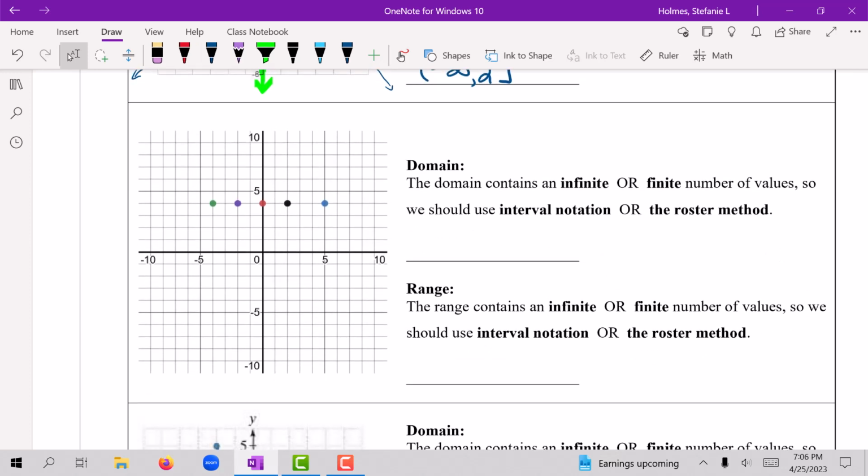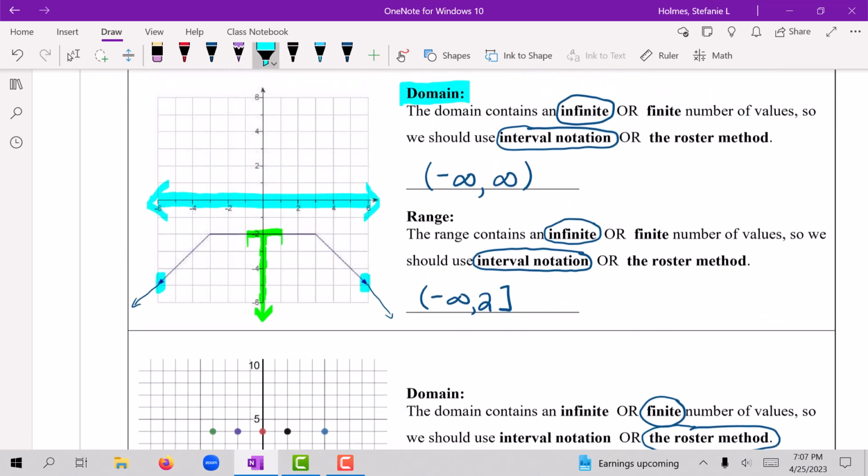The next one, our domain, contains a finite number of values because these are separate points. So that means we need to use the roster method. Using the roster method, we need to find every x value. Whoops, I forgot to color code our range up here.